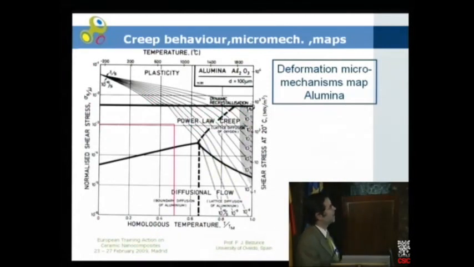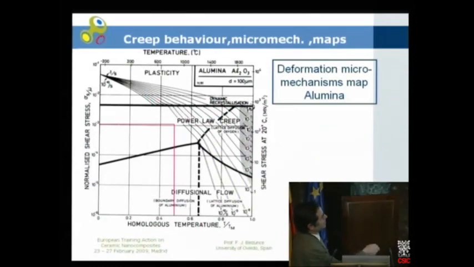This is a similar map, but now in the case of alumina, because these maps are completely general. In this case it's the same: this is the stress axis, this is the temperature axis. These are also the different regions in which some micromechanism dominates. This is the one related to power law creep. These here are the ones devoted to diffusional flow, at high temperature and low temperature.